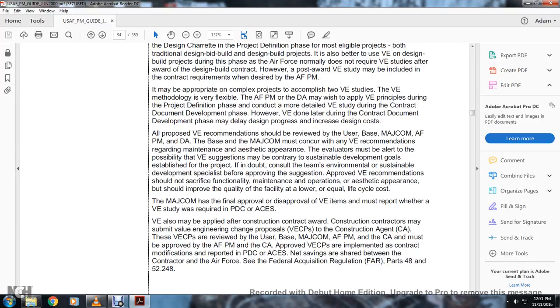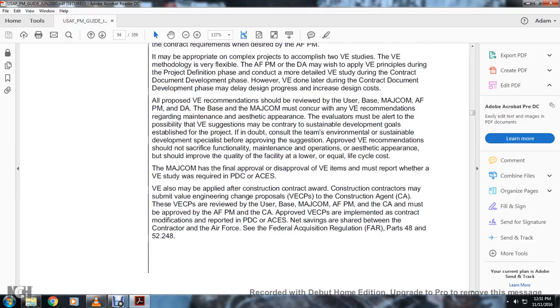The base or MAJCOM may concur with the value engineering recommendation regarding maintenance, aesthetics, and appearance. The evaluator may alert that a value engineering suggestion could run contrary to the sustainable development goals established for the project and developed with the team, with environmental and sustainable development specialists approving the suggestion. The value engineering recommendation should not affect the functional maintenance of the operation. Aesthetic appearance should improve the quality of the facility and lower life cycle costs.